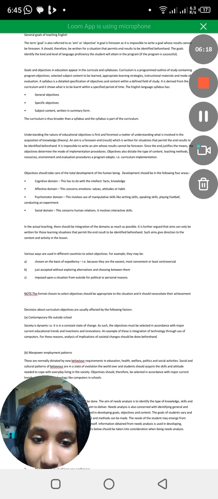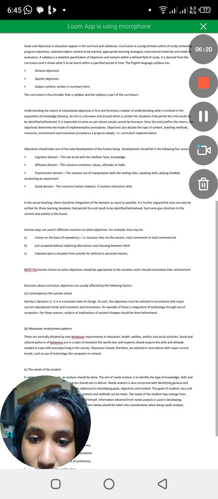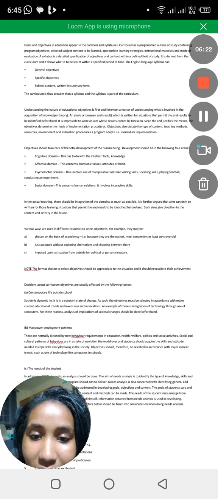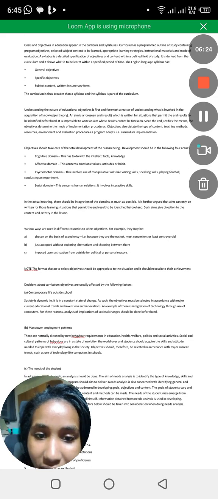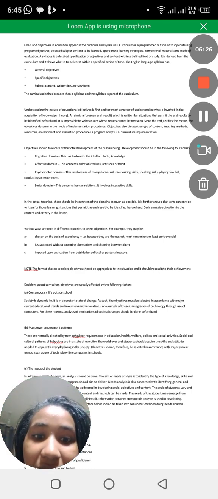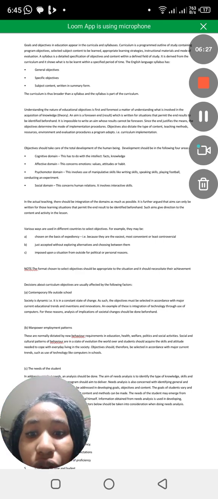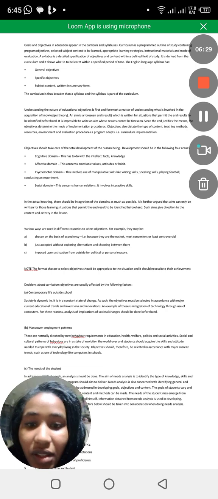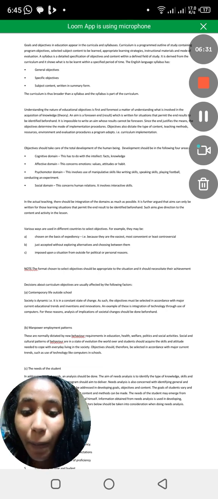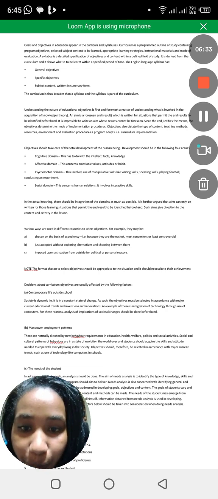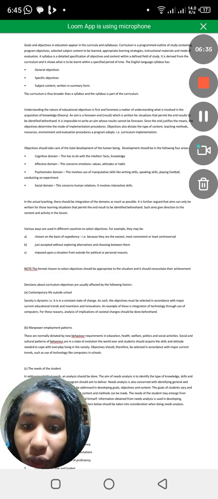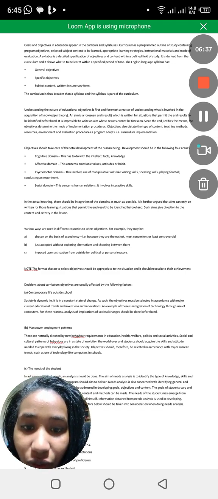Again, they can be just accepted without exploring alternatives and choosing between them, and also imposed upon a situation from outside for political or personal reasons. You should note that the format chosen to select objectives should be appropriate to the situation and it should necessitate their achievement.